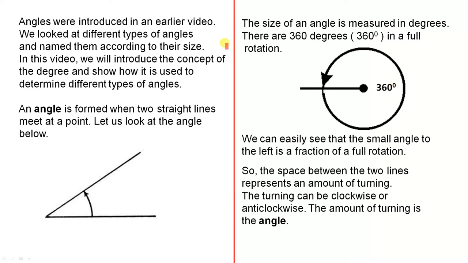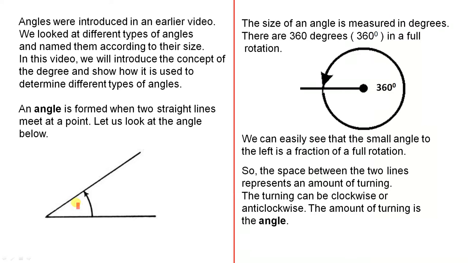Angles were introduced in an earlier video. We looked at different types of angles and named them according to their size. In this video, we will introduce the concept of the degree and show how it is used to determine different types of angles. So we've just seen that an angle is formed when 2 straight lines meet at a point. Let us look at the angle below.